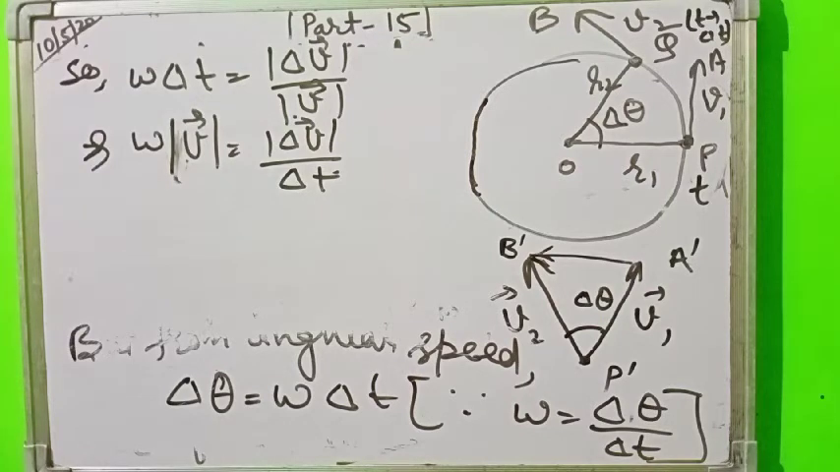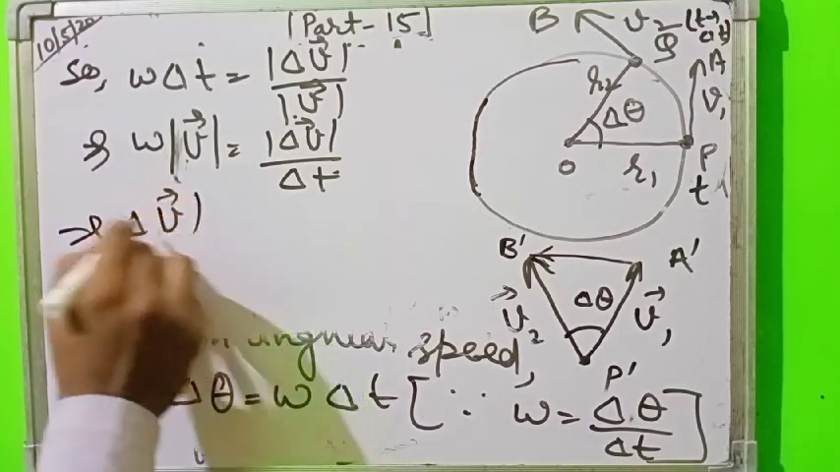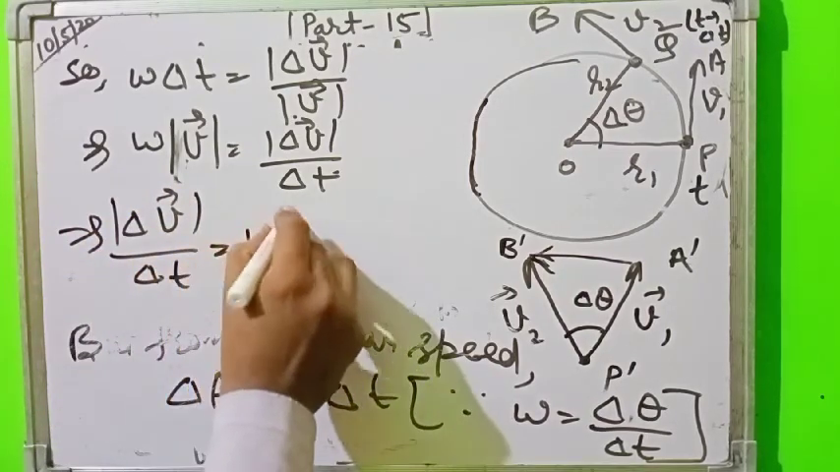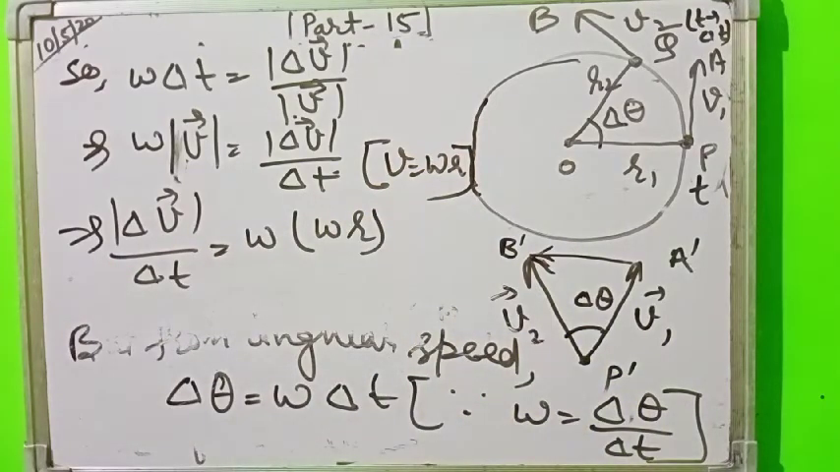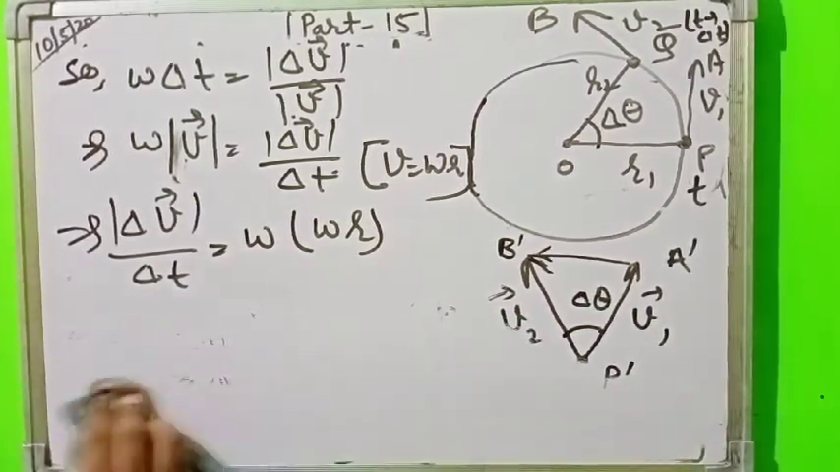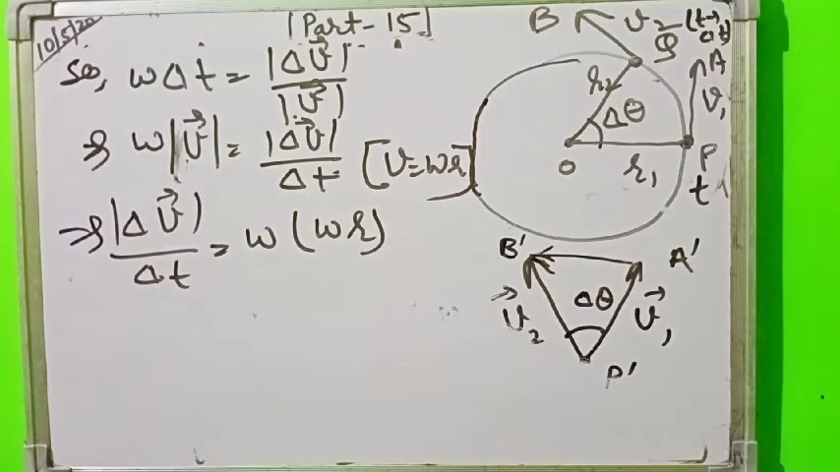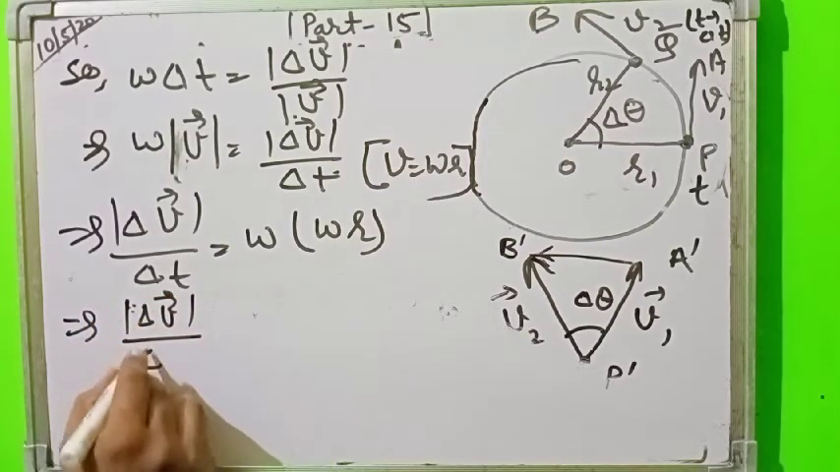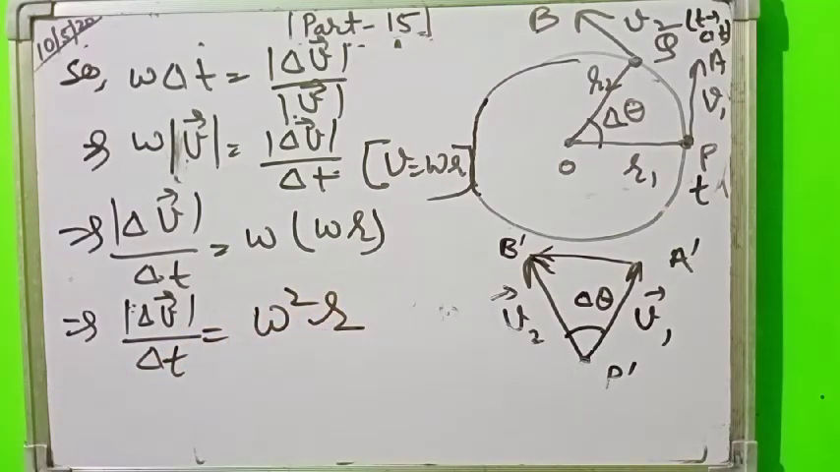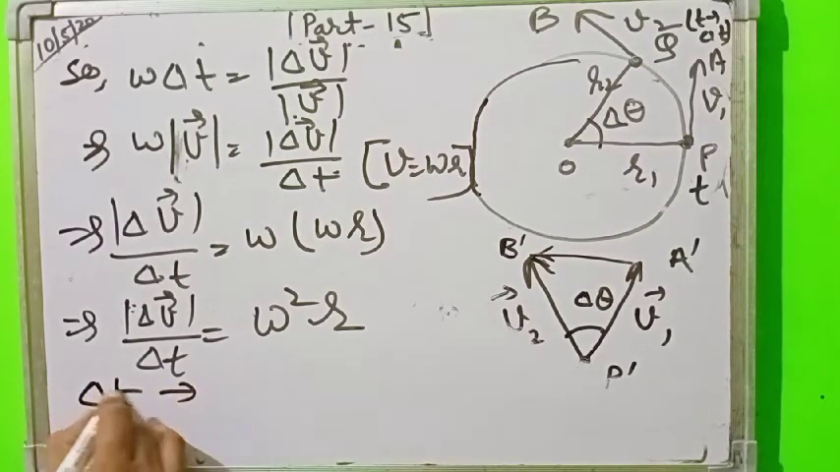Now del V upon del t is equal to omega V, and V is equal to omega r. We know that V is equal to omega r, we had derived it in the previous discussion, and from here we can write magnitude del V vector upon del t is equal to omega square r. We had considered that delta t tends to 0.